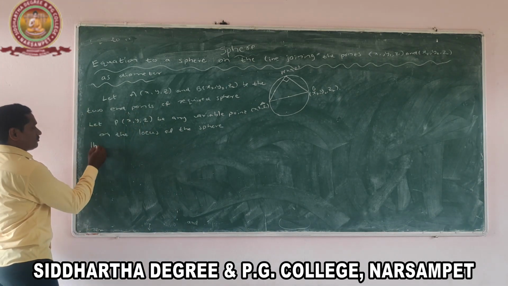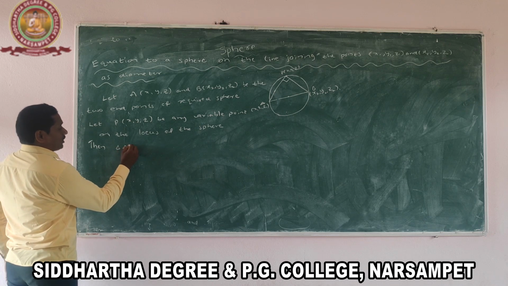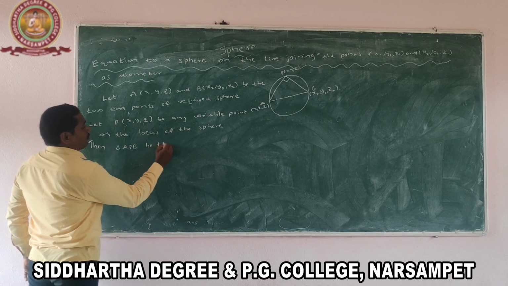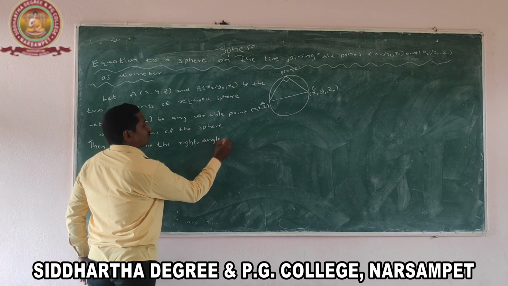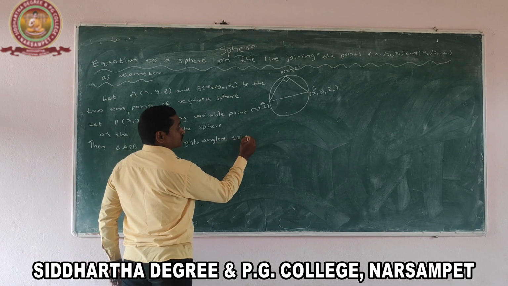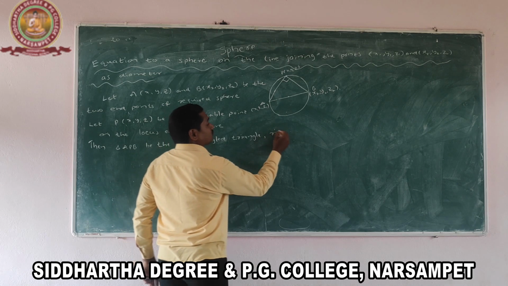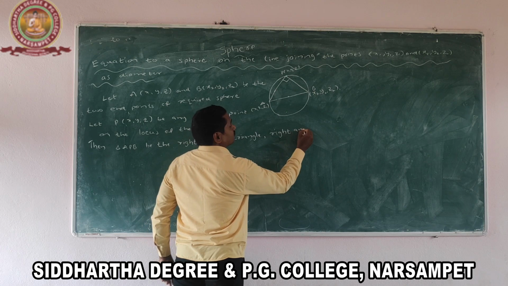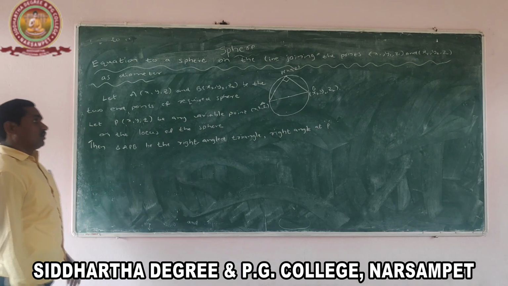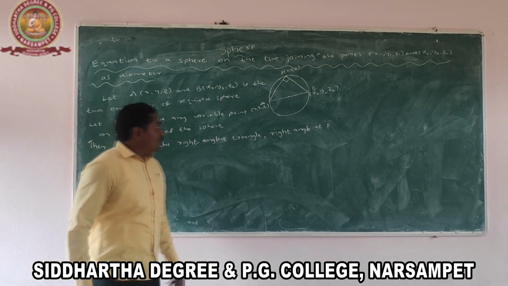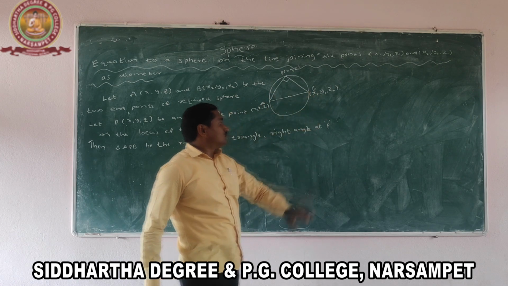Then triangle APB is a right angled triangle, right angled at P, right? So here we have the coordinates of P as x, y, z, A as x1, y1, z1, and B as x2, y2, z2.